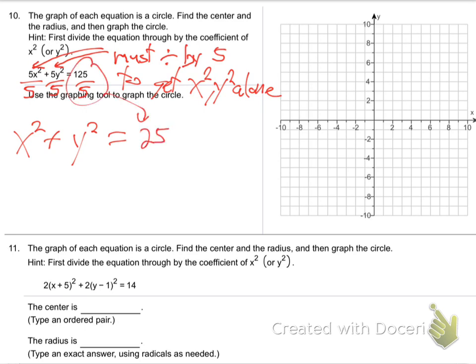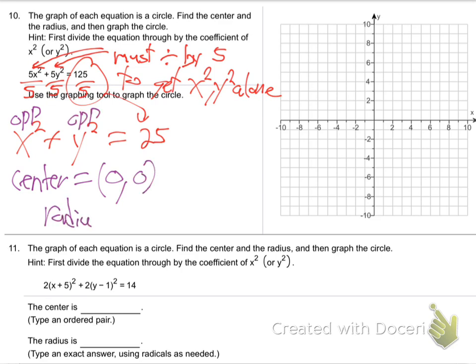So now we can find the center. What's the center of the circle? Opposite of what's next to x. What's next to x? Nothing. Opposite of what's next to y. What's next to y? Nothing. What's the radius? Square root of the number on the right side is 5. So the center of this circle is 0, 0, right here at the origin. And the radius is 5.